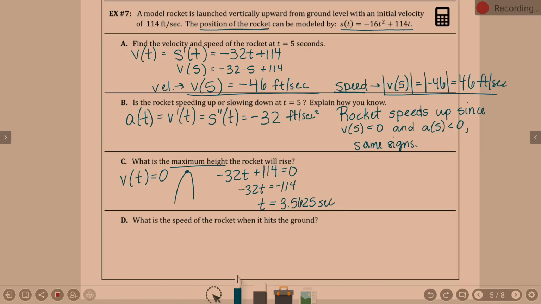So now you're going to go back to the position function and plug in the 3.5625, which I'm not even going to write out. This is a calculator active problem. I can just write S of 3.5625 is, and my calculator can tell me. 203.0625 feet. Oh, you guys do actually have calculators. I haven't been using them, so. Did we get it?